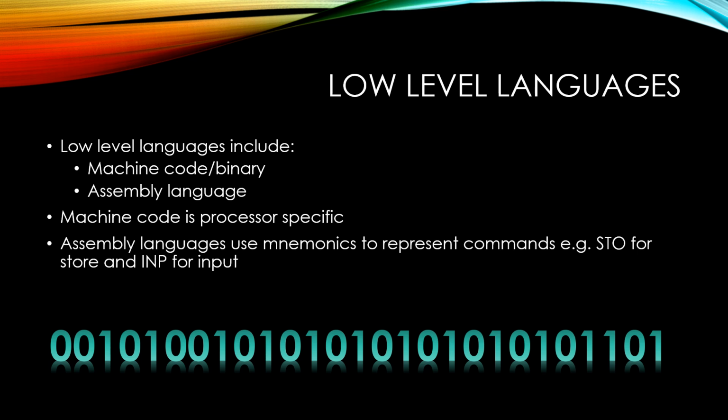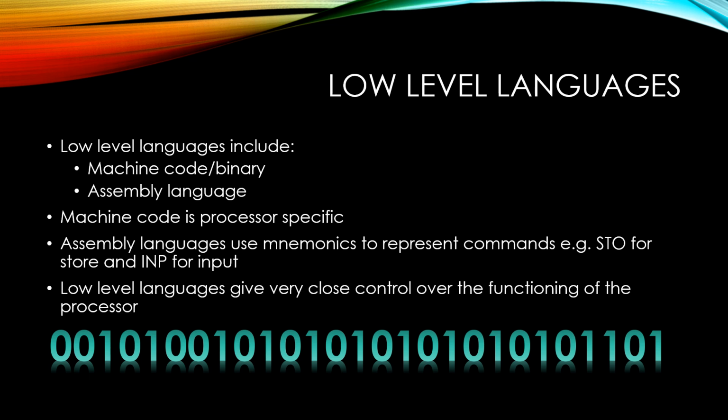Assembly languages use mnemonics to represent commands, such as STO for store and IMP for input. This makes it easier for programmers to write in assembly language than to try and remember the commands in machine code. Low-level languages give very close control over the functioning of the processor. This means that programmers can effectively use them to do anything that the computer is capable of doing.